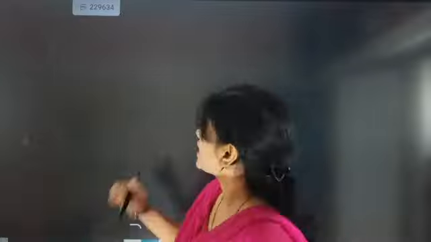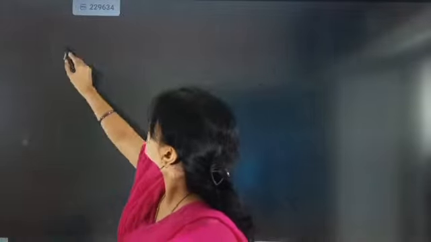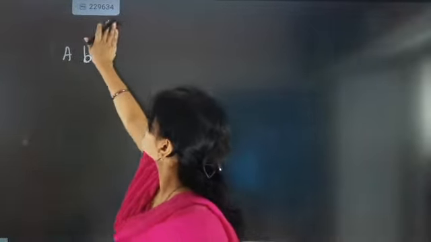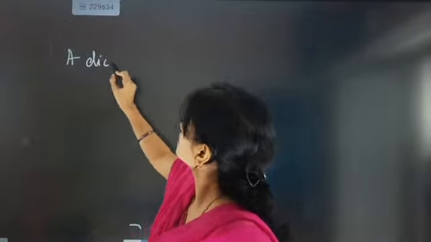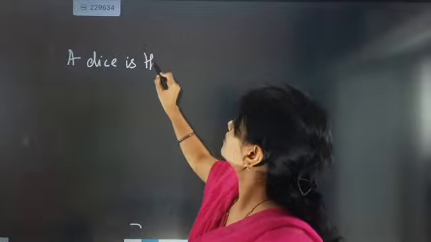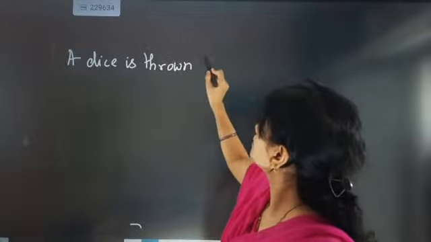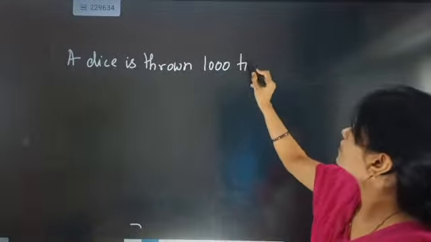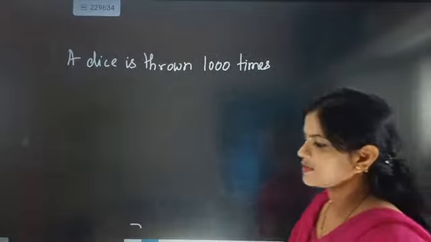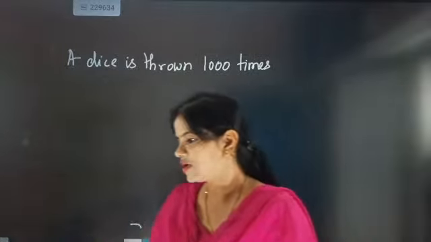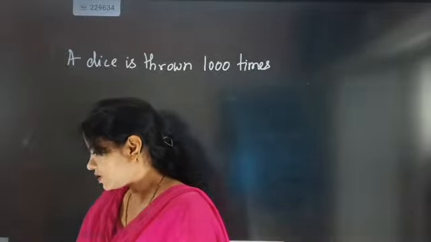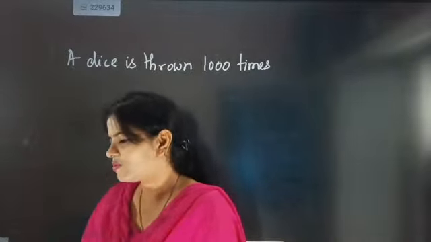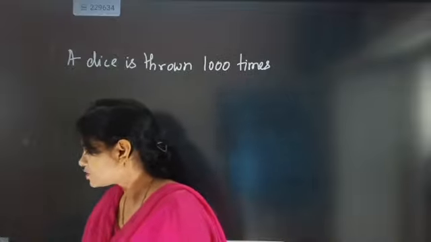A dice is thrown 1000 times. How many times? 1000 times. So the number of times we are throwing the dice is 1000. A dice is thrown 1000 times.